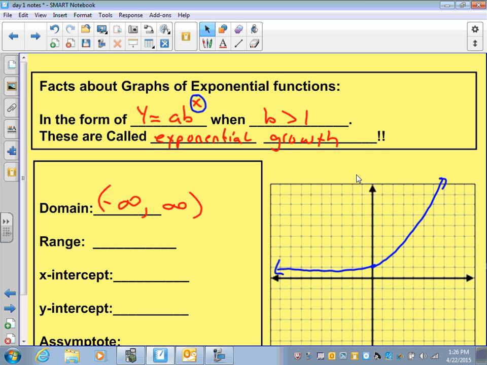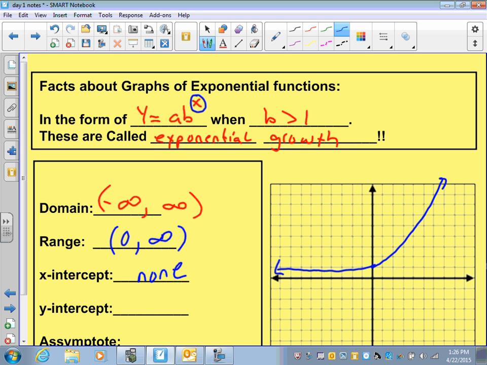and the range is going to be your y values. Well, you notice there's nothing at the bottom half of the graph. So my range is going to go from 0 to infinity. The x-intercept is, it actually never crosses the x-axis. So that should give you a hint that I'm going to have an asymptote. It never crosses the x-axis, so we have none. The y-intercept is (0, 1), where it crosses the y-axis.